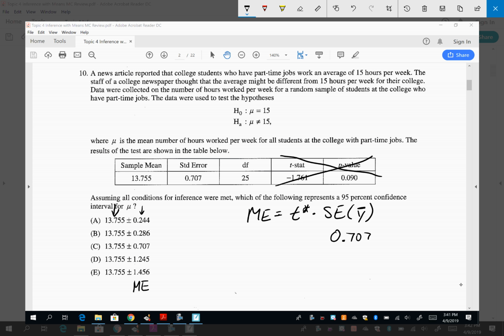So now it comes down to, can you find T star with 25 degrees of freedom? And we can. Let's draw a little baby curve. Nope, not baby shark, baby curve.